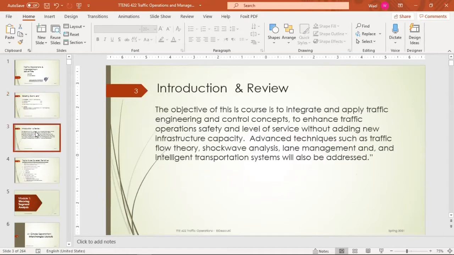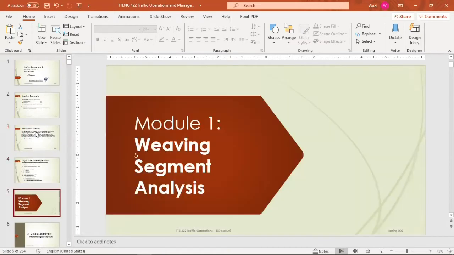Introduction and review. The objective of this course is an integration and application of what we learned in the traffic engineering course. We are applying traffic engineering and control concepts to enhance traffic operations, safety, and level of service without adding new infrastructure capacity. Advanced techniques such as traffic flow theory, shockwave analysis, lane management, ITS, and so on.